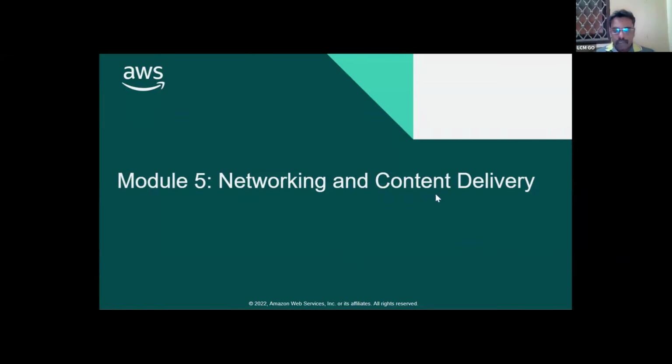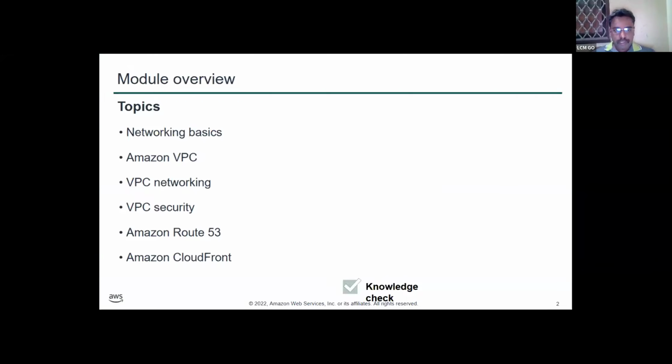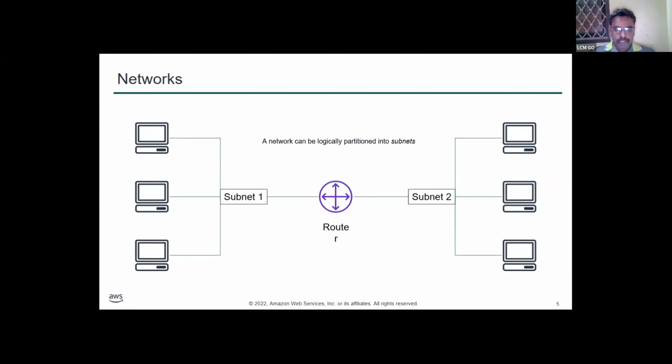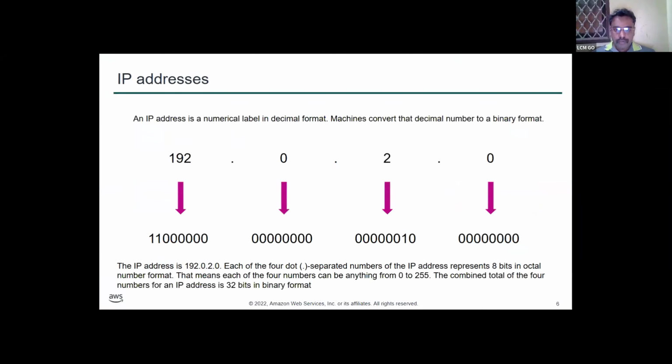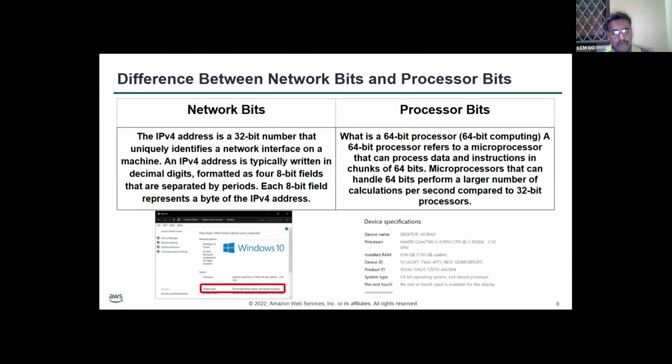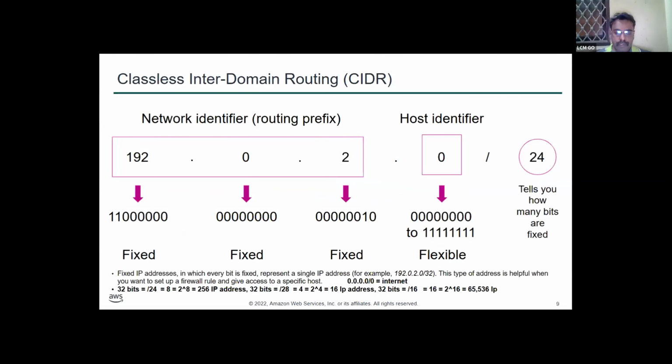So last class we discussed networking and content delivery. We already discussed network basics, IP address, IPv4, IPv6, and network bits and processor bits. What is a CIDR block range? That is the block range which we are selecting. And Amazon VPC, we started, and we discussed that Amazon VPC is an isolated section where you can have your own network connectivity and all those things. You can create IP addresses.